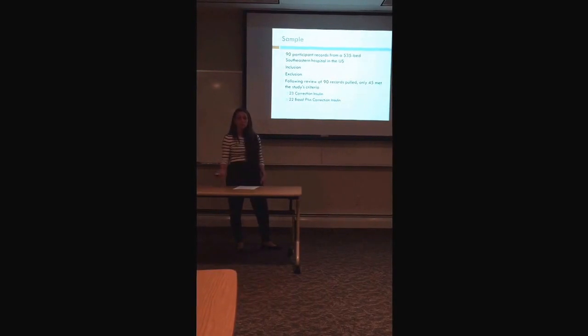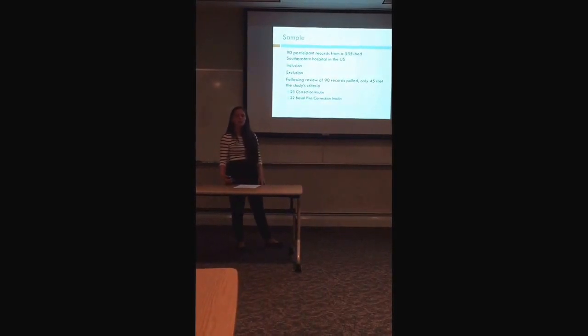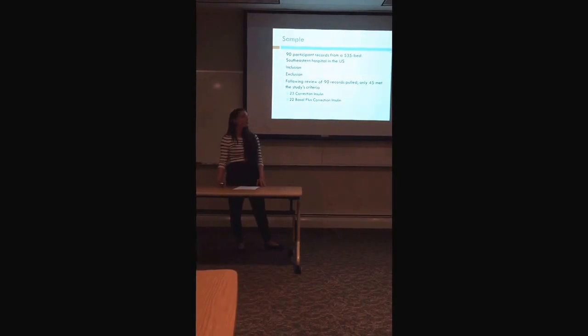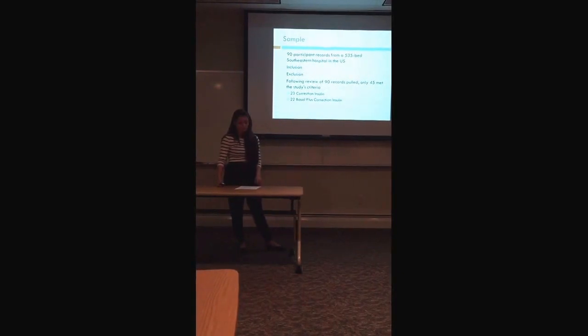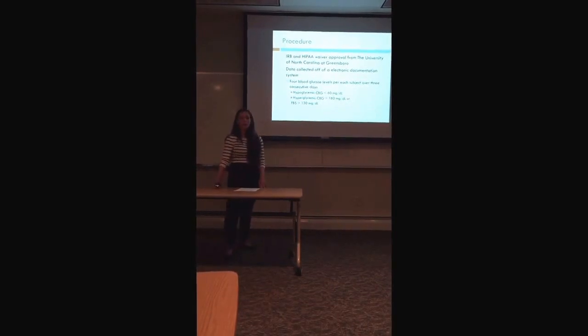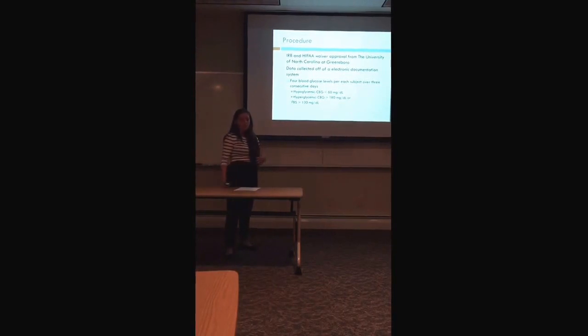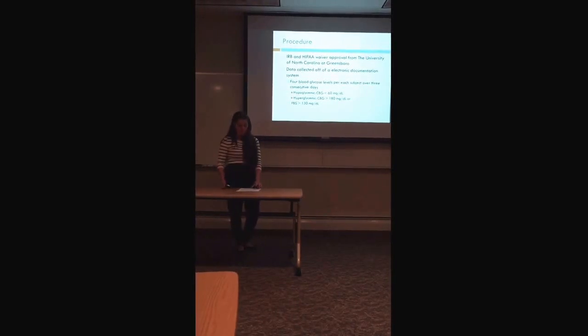Following the review of those 90 records, the researchers concluded that only 45 of the records could be used to complete their study. 23 of the subjects were receiving the correction insulin only via the sliding scale, and 22 of the subjects were receiving the basal plus correction insulin therapy. Prior to analyzing the data, the researchers got approval from the Institutional Review Board and HIPAA from the University of North Carolina at Greensboro. The data were collected on an electronic documentation system which was a point-of-care database.